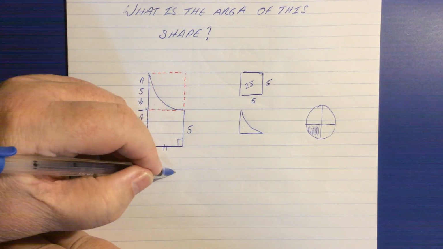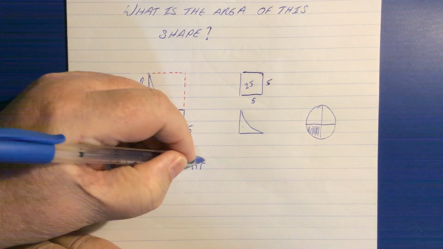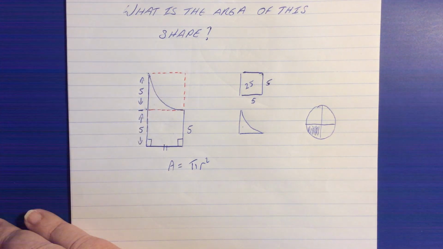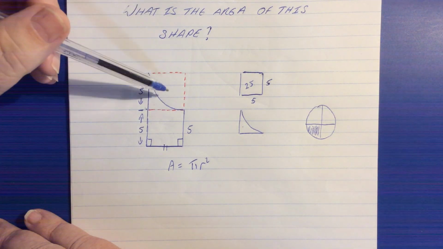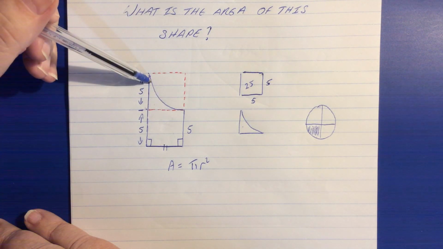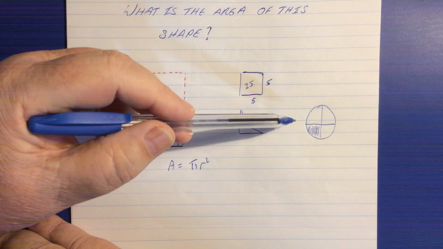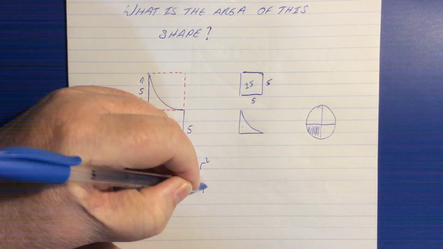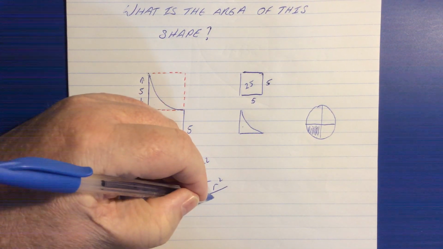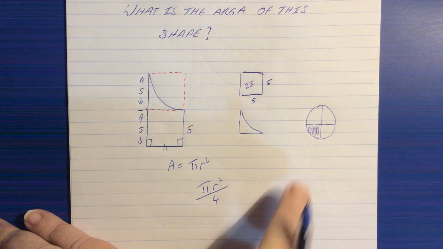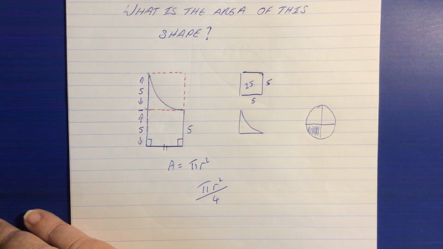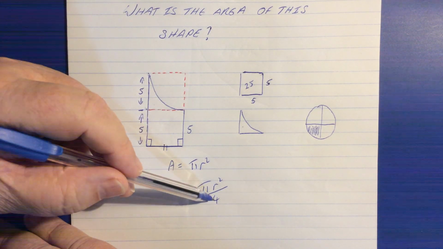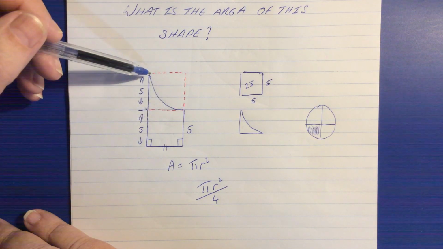What do we know? Well, the area of a circle is pi r squared. Area equals pi r squared. And what we have got here is 1/4 of that. So the area that we're looking for is going to be pi r squared divided by 4 to give us 1/4 of that. So what is the radius of this? That's the key thing. We know what pi is, we know what 4 is. What is the radius of this thing?